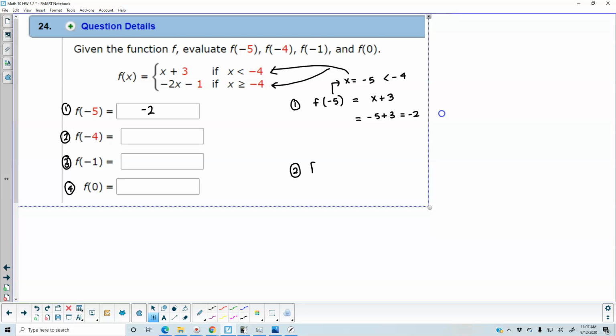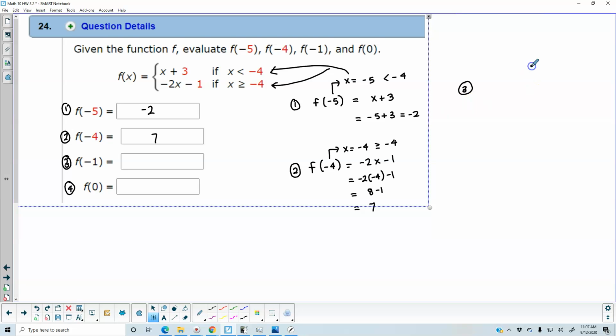Number 2, we have f of -4. So that means our input is x is equal to -4. Now, is it less than -4 or is it greater than or equal to -4? Well, -4 is not less than -4. We know it's equal to. So since it's greater than or equal to -4, then we're using this function, -2x minus 1. So we're going to plug in -4 into this function. So we get -2 times -4, which is +8, minus 1 gives us 7.